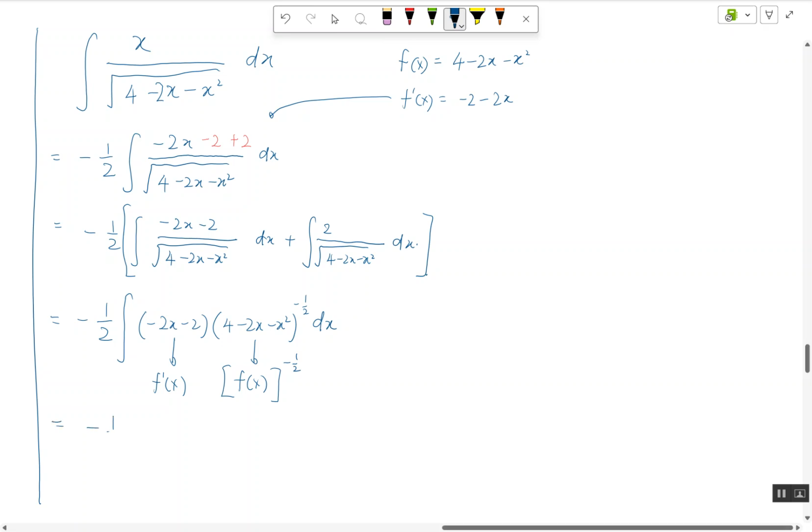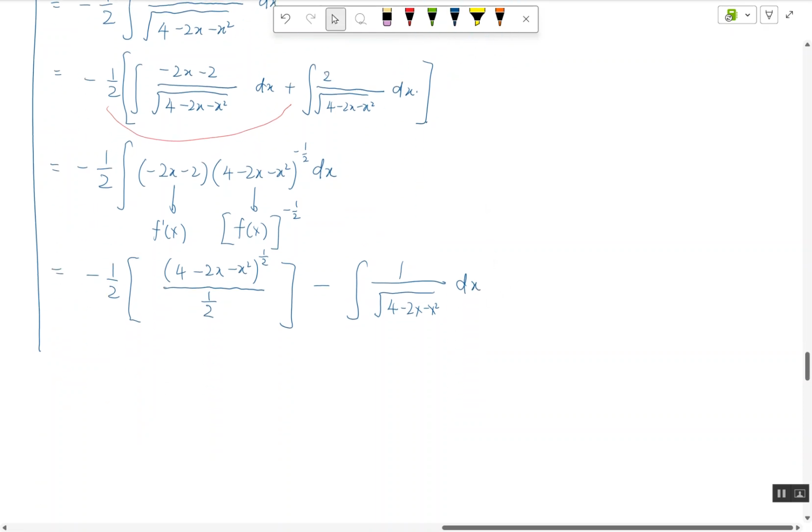This guy is just going to be equal to negative half, put on the outside, big bracket. Integral of f prime x, fx to the power of n, where fx is 4 minus 2x minus x square. Raise the power by 1, by half. Divide by the new power, half. So this you have settled already. I multiply the negative half to the 2 as well, so this will become a minus the integral of 1 over square root 4 minus 2x minus x square dx.